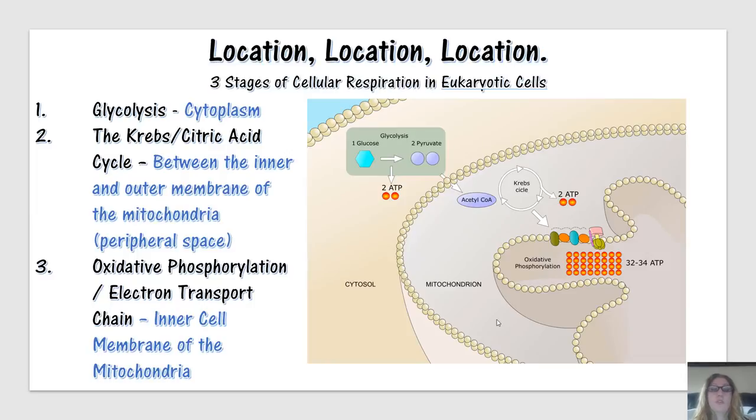For the Krebs cycle or citric acid cycle, in eukaryotic cells, this will take place between the inner membrane and outer membrane of the mitochondria. Now, this area between the inner and outer membrane of mitochondria is called the peripheral space. Then the final stage of cellular respiration, called oxidative phosphorylation or the electron transport chain, will take place in the inner membrane of the mitochondria.